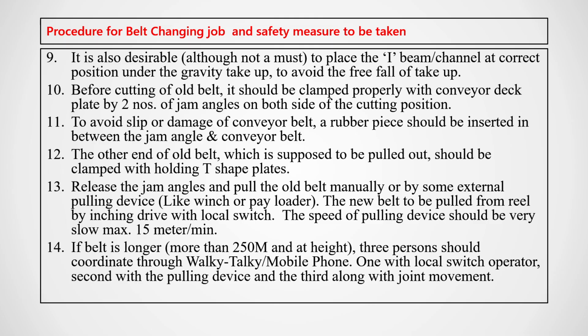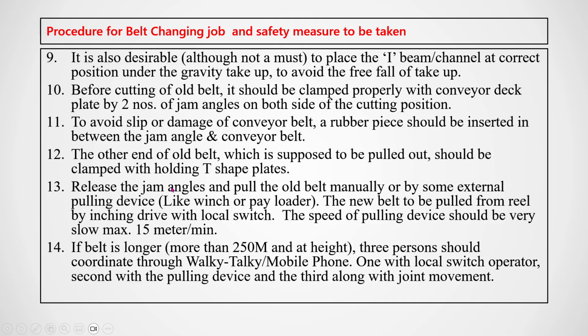on the drive side and on the drive end side, both sides where you have decided to cut the old belt. You have to first jam it on both sides, otherwise due to the weight of the belt it will fall down and a lot of damage can take place. And then you have to pull the old belt, so you have to fix the T-shape holding clamp first after cutting, then release the jam. Once you put these T-shape plates, you release the jam angle which you had put before cutting the belt.